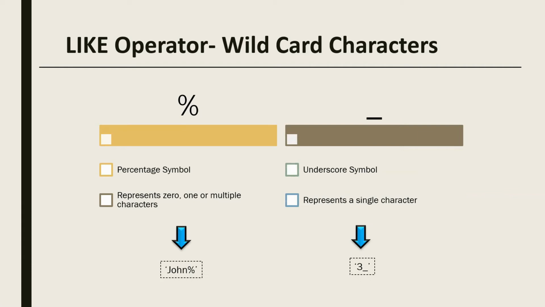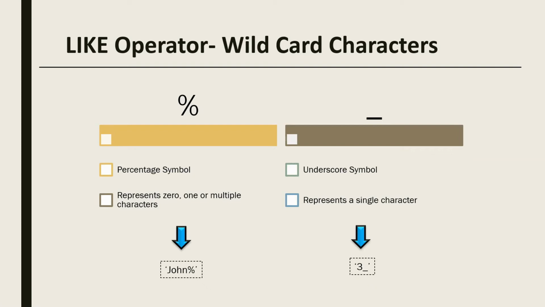Suppose, for example, I want to extract the names of all the persons who have John in their name. The person's name can be Jonathan or Jonah. In Jonathan the number of characters is different, and in Jonah the number of characters is different. If I put the percentage behind John or before John, this LIKE operator will identify that pattern in the names and extract the information for us.